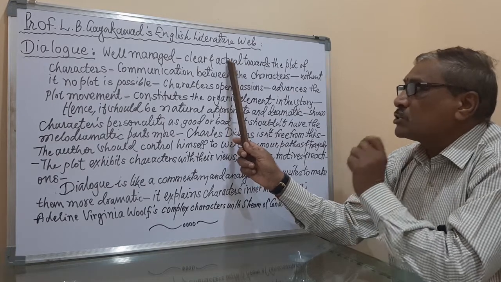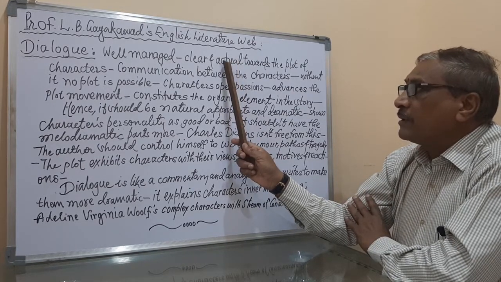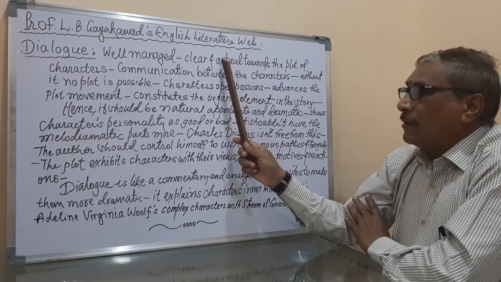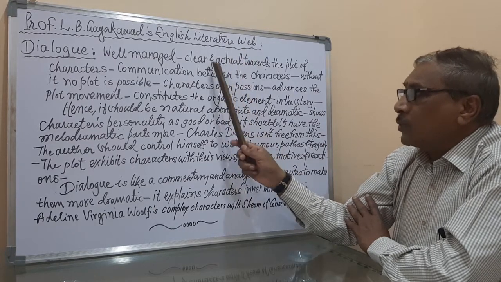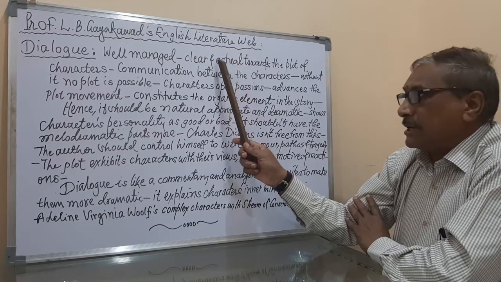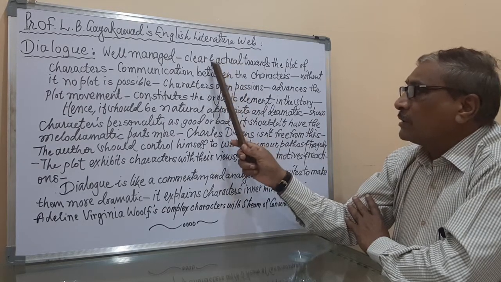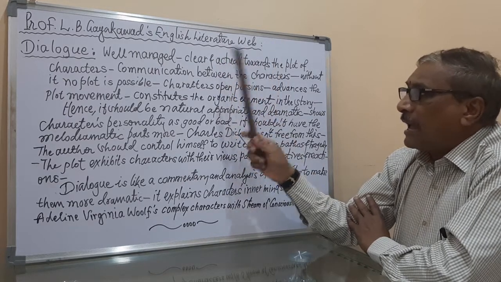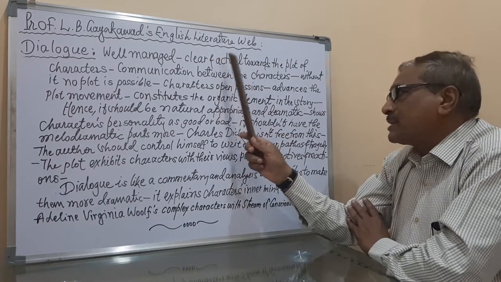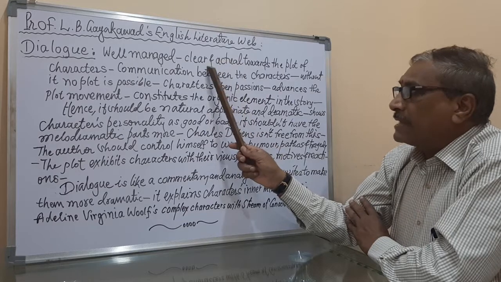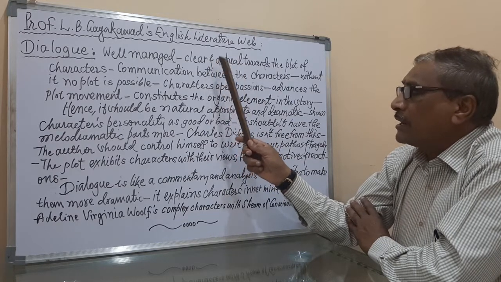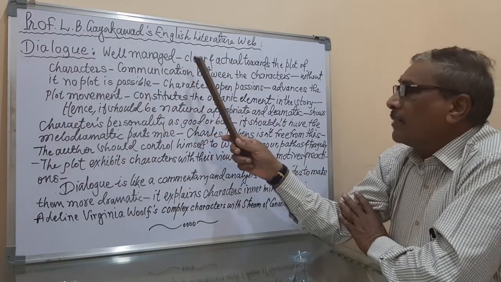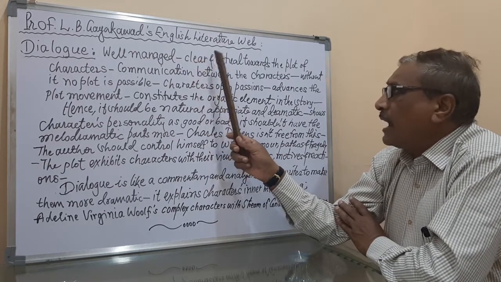Actual means what? There should be actuality, there should be reality, and that's why the dialogue should be actual or real, because the writer writes his story with the reality in the society, because the story or the novel is written on the actual life of the people, and the writer selects his characters as men, as women in his story or in his novel. That's why the dialogue given in the mouth of the characters should be clear and actual.